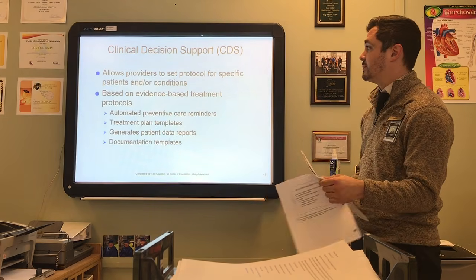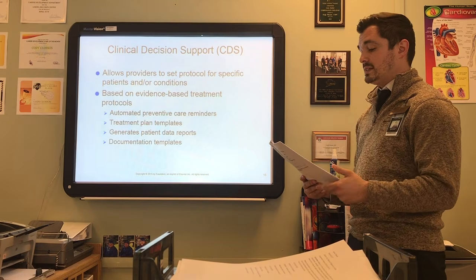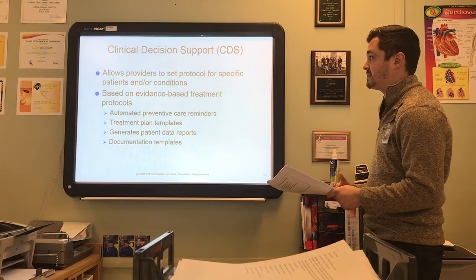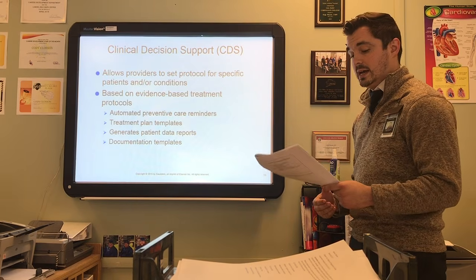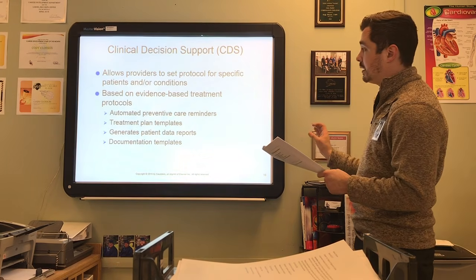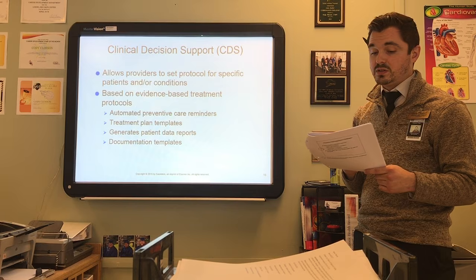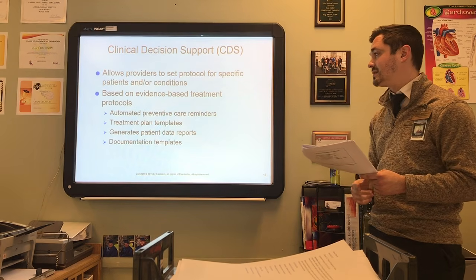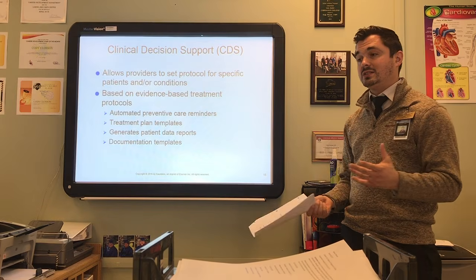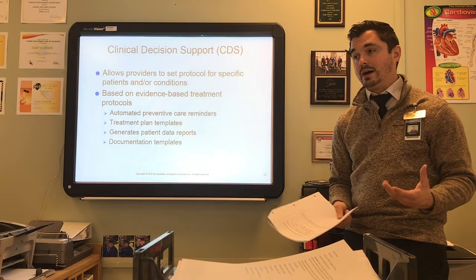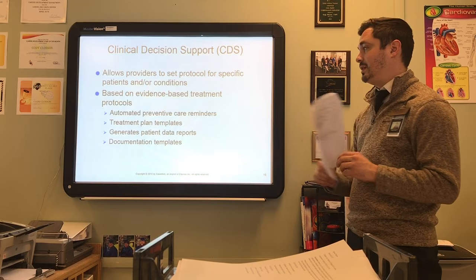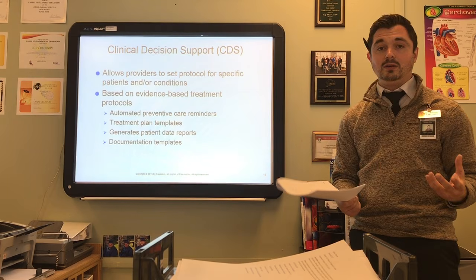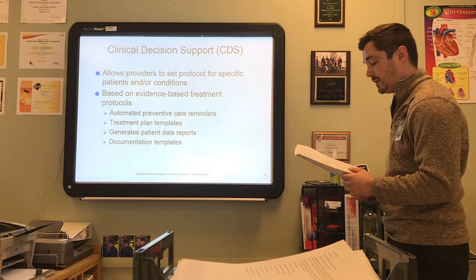So clinical decision support, or CDS. Basically this allows providers to set protocol for specific patients and or conditions. Now, the CDS tool will only work if the provider takes advantage of them. But based on evidence-based treatment protocols, it basically gives the patients automated preventative care reminders. It will set up treatment plan templates. It will generate patient data reports, and it will have more documentation templates for you as well.